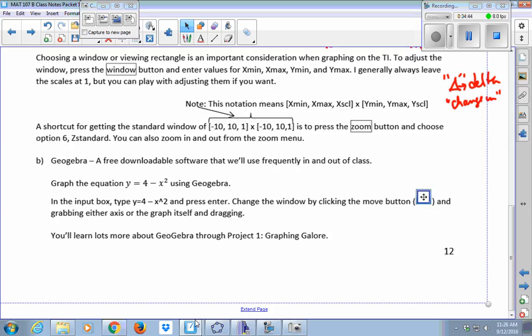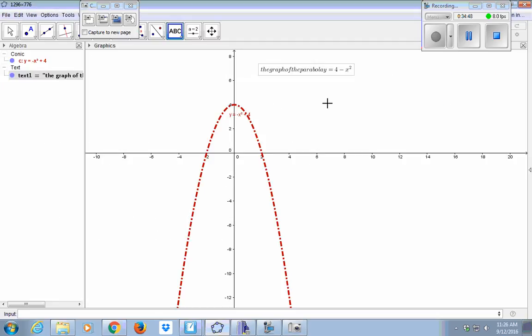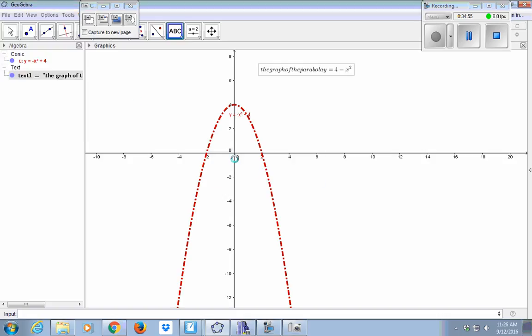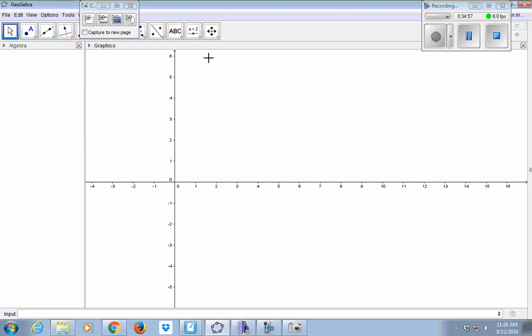Okay, how would I graph this with GeoGebra, which is what you're going to be using for your project on Friday? Well, here it is for my last class, but let me open up a brand new thing so I can show you from the beginning. Don't save. All right, so here's your GeoGebra.